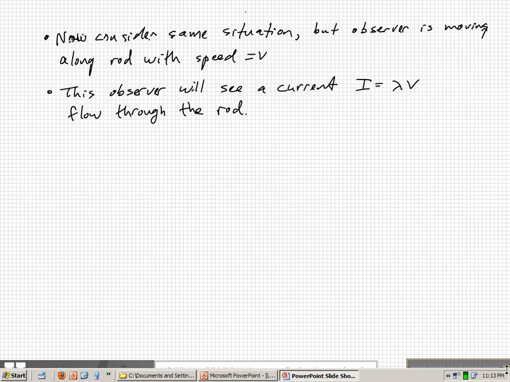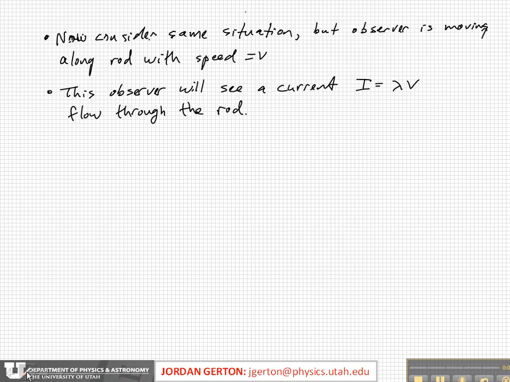Okay, so now the observer sees a current flowing through the rod, and because of this, whenever we have a current flow, we have a magnetic field. So just by virtue of shifting the reference frame from one that isn't moving with respect to the charge distributions to one that is, we go from a situation where we didn't have a magnetic field to one where we do have a magnetic field.